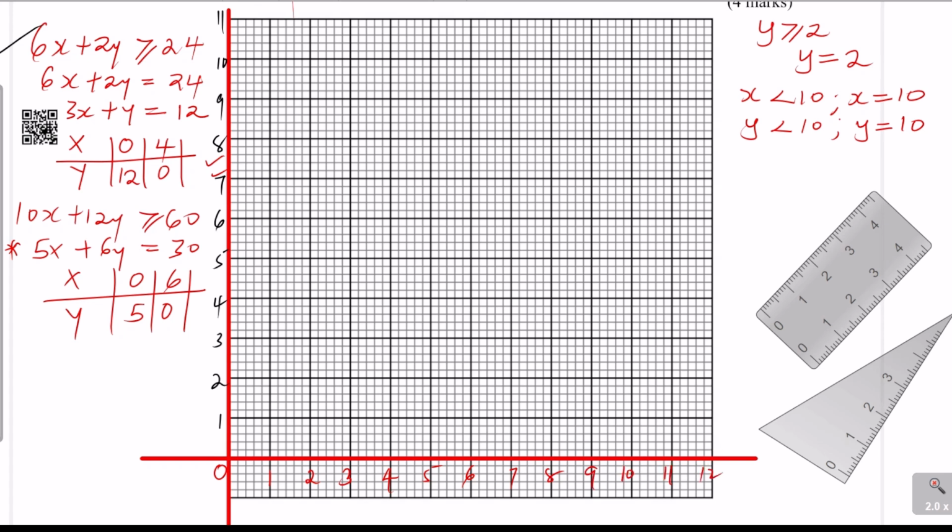So for the x-axis, this is x, and remember, x represents kilograms of maize from bag P. So this one is from bag P, and the y will be bag Q. We plot the first line. Let me plot these points. So you have 0, 12, plotting this on the first line.